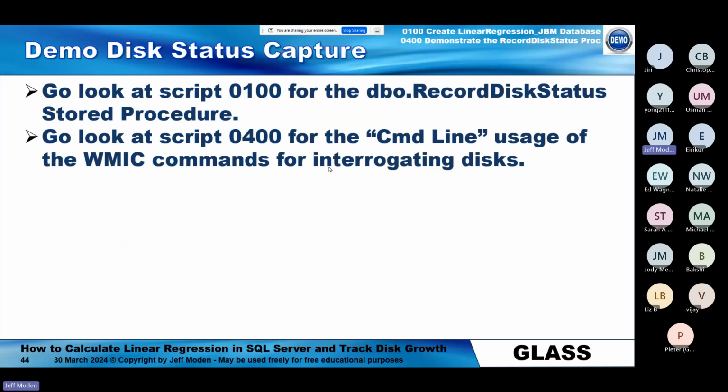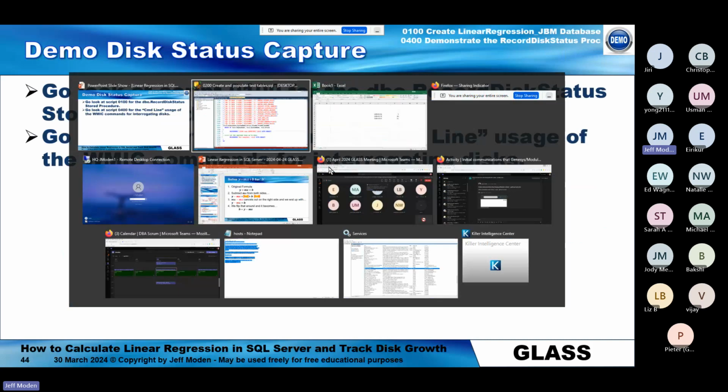I actually met Ed Wagner because he came to see my presentation way back in 2013 on how to use XP Command Shell safely, because he loves XP Command Shell too.